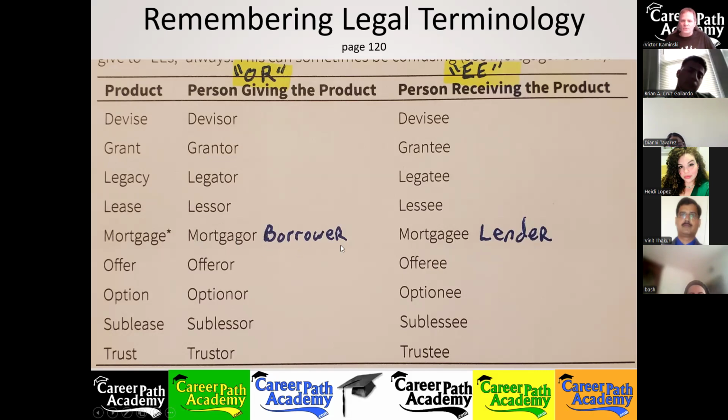Two O's in mortgagor, two O's in borrower. Two E's in mortgagee, two E's in lender. But still, that makes me think too much. So I just like to remember to sing, the mortgagor is the borrower. Right? That's the way to remember it. Sounds silly, but my annoying voice will be stuck in your head when you guys take exams. Who's the mortgagor? The borrower. The mortgagor is the borrower.